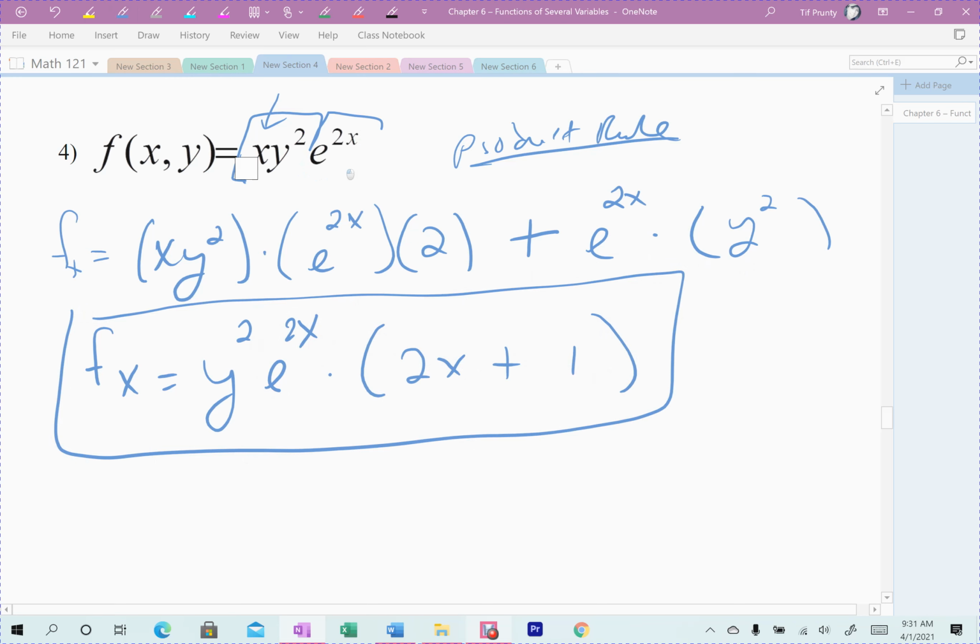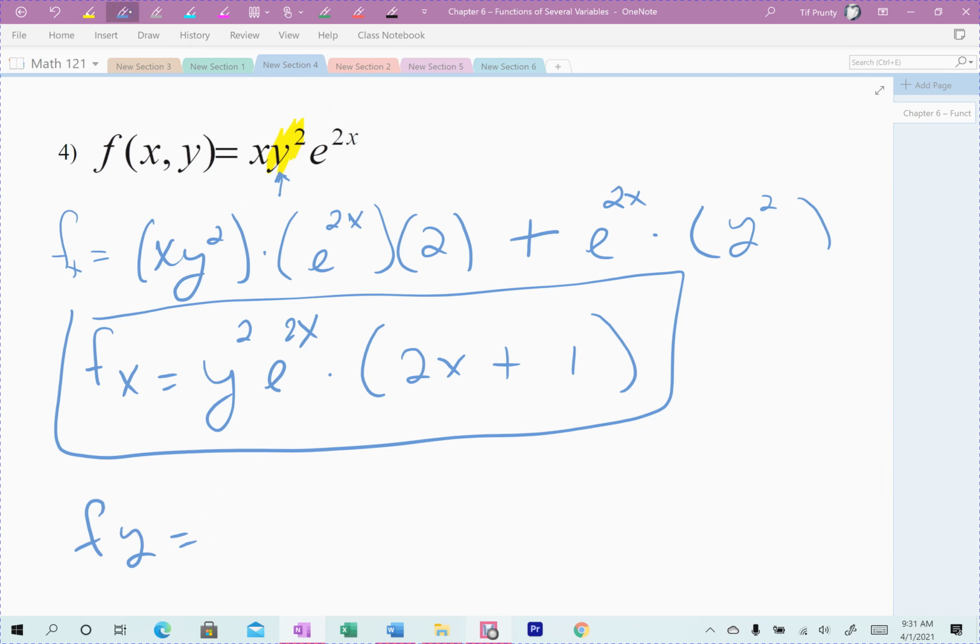Alright, so that was the derivative in terms of x. So the x required the product rule, because there are two x values. What about the y direction? How many y expressions do you see there? There's only the one y, right? That's it. Just the y squared is it. It's only one y term. X is just a constant, and the e to the 2x is just a constant, right?